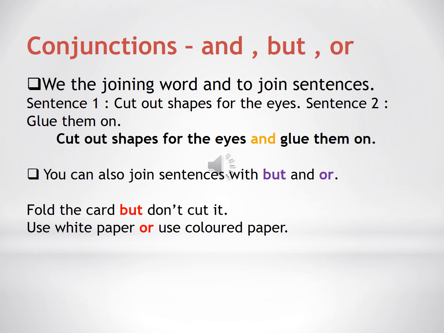Look at the second example. Use white paper or use colored paper. To join these two sentences, use white paper, use colored paper, we have used the conjunction or to join the sentences.